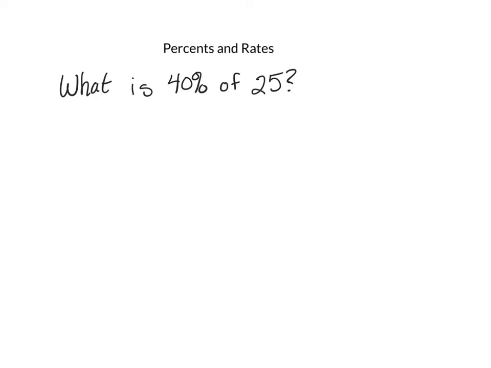So the first thing I'm going to do is set up a proportion. I'm going to set up 40%. So 40% means it's 40 out of 100. And it says 40% of what number? So I need to figure out what number it is. So out of 25, what number is 40%? So this number here would be telling me what the 40% number is.